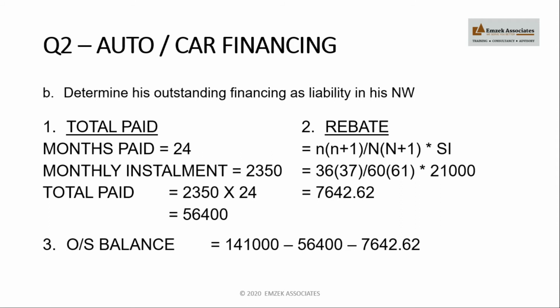Now to get the outstanding balance, we minus 141,000 with the total paid of 56,400 and the rebate of 7,642.62. So we get the answer of 76,957.38. So this will be the outstanding balance, which you will put in the liability of the net worth.